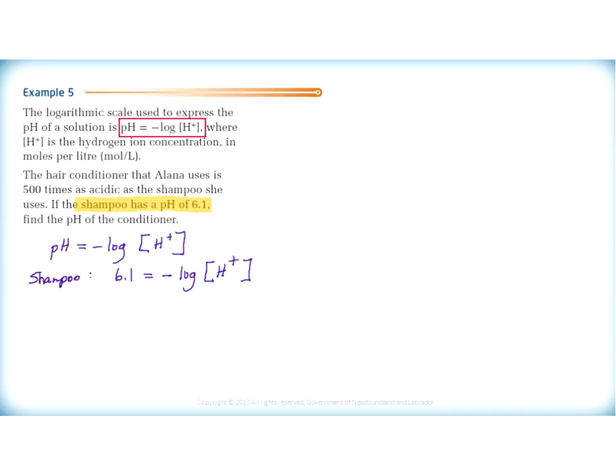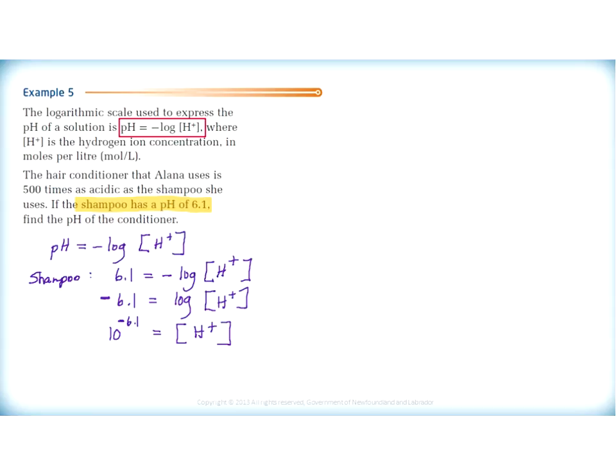So we multiply both sides of the equation by negative 1. So we have negative 6.1 is equal to the log of the hydrogen ion concentration. Converting that to exponential form, we have 10 raised to the power of negative 6.1 is equal to the hydrogen ion concentration for the shampoo.